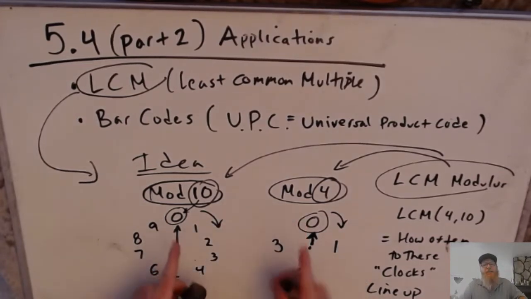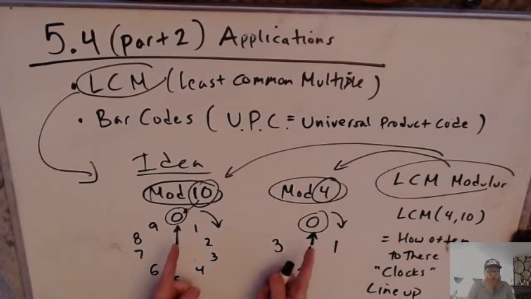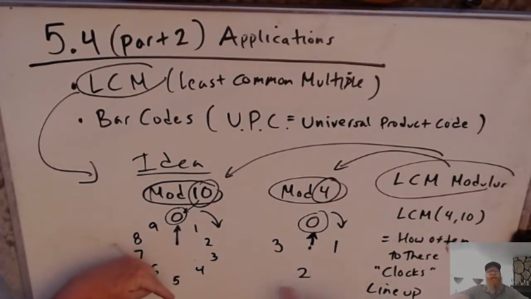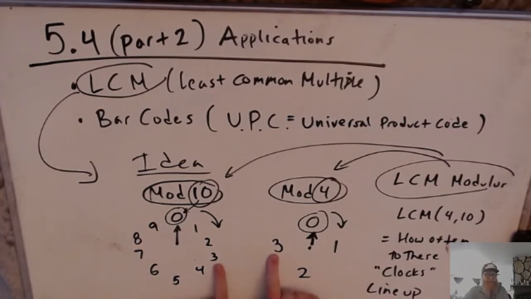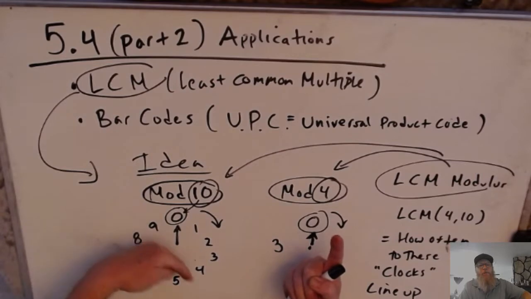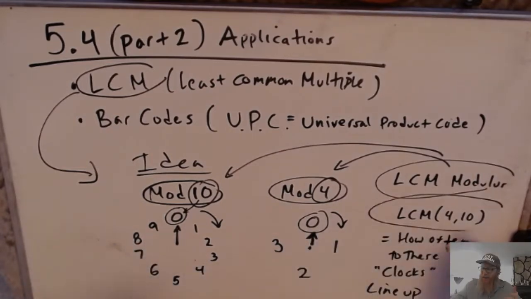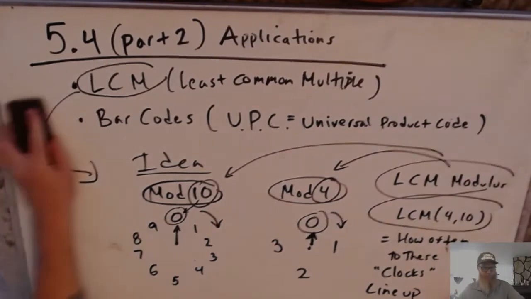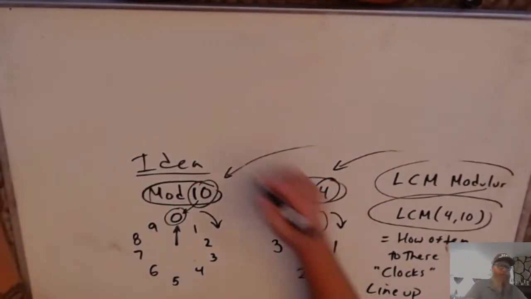Okay. You're going to see that if you press go, these clocks would start ticking, and immediately the clocks would be off once you got past 3. Yeah, because once you get past 3, the modulo 4 clock would be pointing to 0, but the mod 10 clock would be pointing to 4. You see? So let's go ahead and do a calculation of the least common multiple.